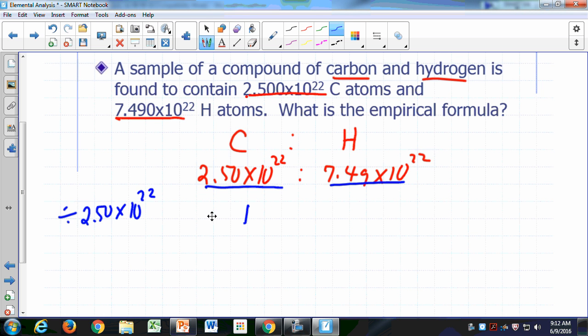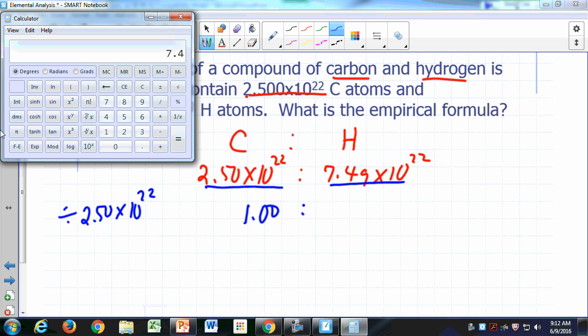So this becomes a 1. If you want to be more precise, that's 1.00, 3 significant digits. And then the other one, 7.49, that's about 3, right? So 7.49 times 10 to the 22nd divided by 2.5 times 10 to the 22nd. That's about 2.996.